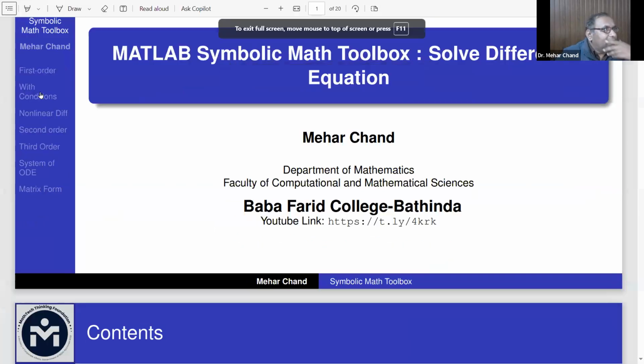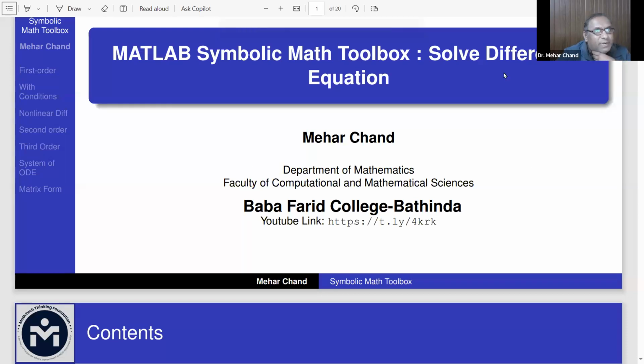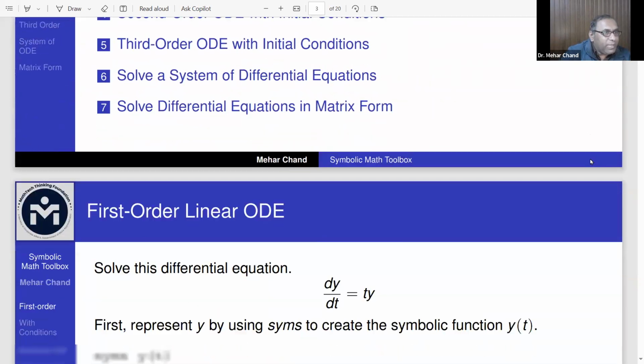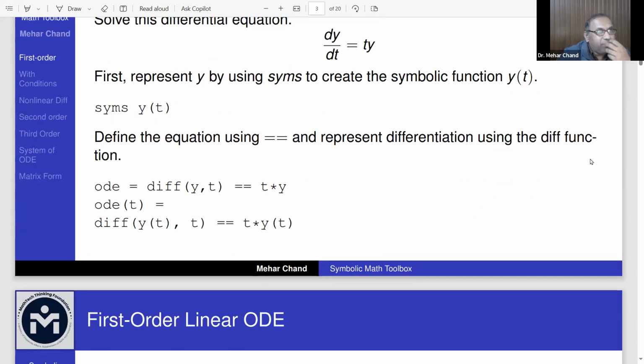F11. Here is first order. This is an important part. Here we have the syntax of how you can solve differential equations and initial value problems. Matrix method is also there. Non-linear differential equations we can solve, and boundary value problems also we can solve. You just need to understand the syntax, and the syntax is quite simple. Here you can see a very simple example of a first order differential equation.